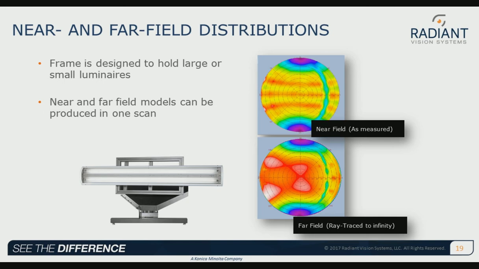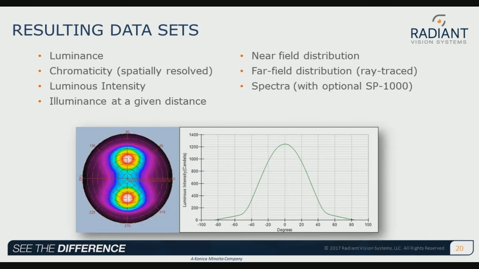So the frame of the NFMS is designed to hold large or small luminaires, so it can facilitate devices down to the tens of centimeter range and up to about 2 meters depending on your device shape, weight, and size. Again, we can produce those near and far field models with just one scan, so you don't need multiple devices, just both data sets all at once with the same measurement at the same time.